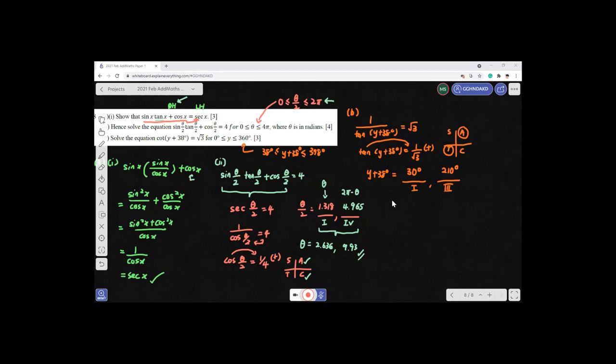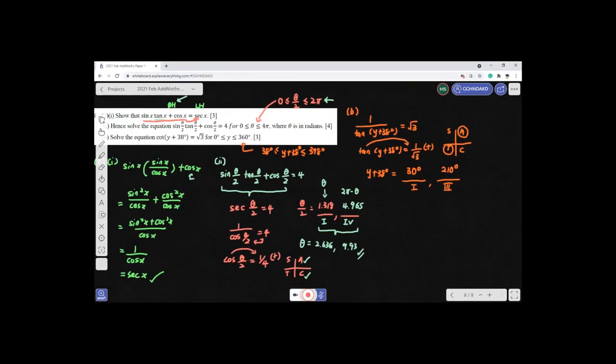No, cannot accept because of different range. Yes, y + 38, your range starts from 38 until 398. This 30 is out of the range. So I need to plus 360 to get the third answer. So I get 390°. Is this in the range or not? Yes. So I take these two as the answer. I cannot take this as an answer. Because this is already rejected, don't need to care.